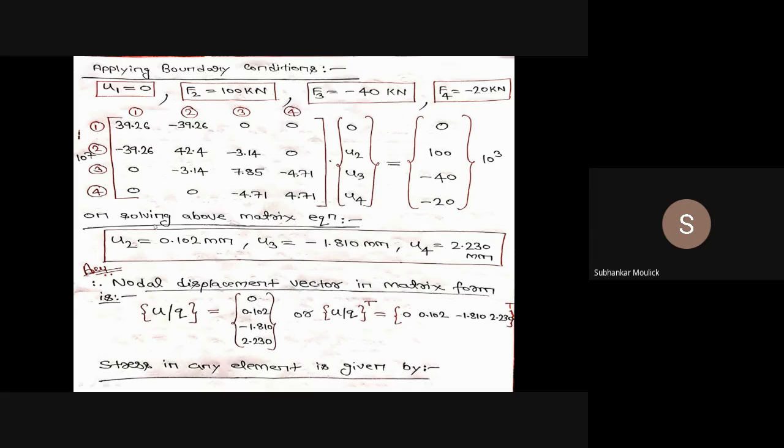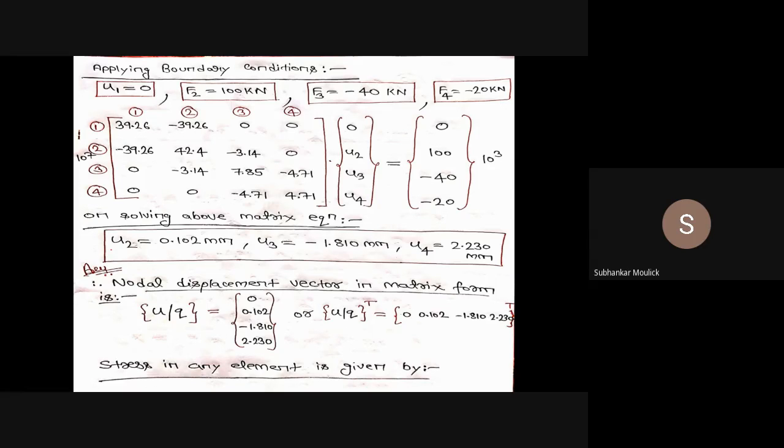Now, if I want to solve this matrix equation, which method will I use? I have told you in the previous class that I have to use the Gauss elimination method.